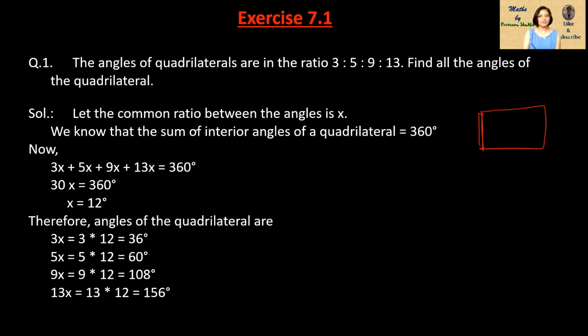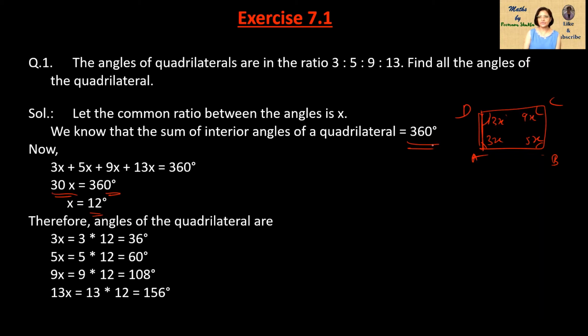So let the common ratio between the angles be x. Now here we can say that A, B, C and D are the angles. So A is 3x, B is 5x, C is 9x, and D is 13x. All are in degrees. We know that the sum of interior angles of a quadrilateral is 360 degrees. So we will add all these and make it equal to 360. So it will become 30x equals 360. That means x equals 12.